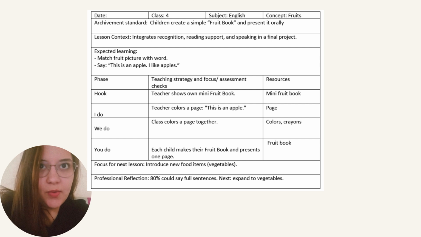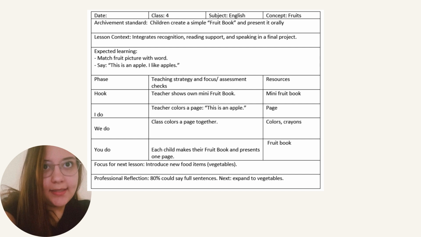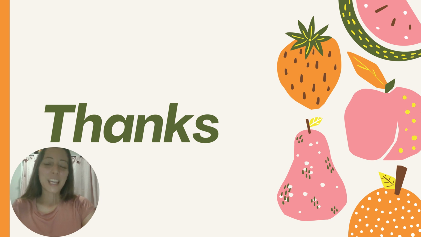Lesson 4. In lesson 4, children make a fruit book and present it. First, I show a small example. Then I color a page and say, this is an apple. I like apples. The class colors one page together, repeating the sentence. After that, each child makes their own book and shows one page, saying a full sentence about their fruit. This helps them match pictures and words, read short sentences and practice speaking, and next time we will learn about vegetables.